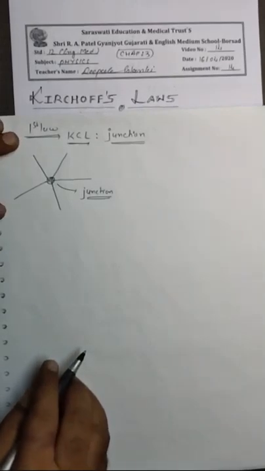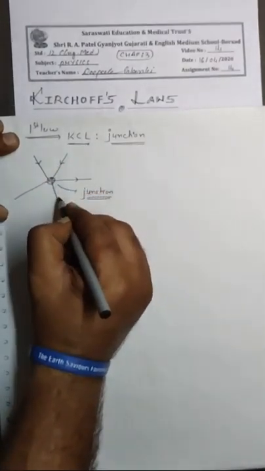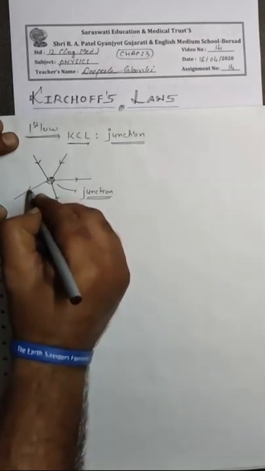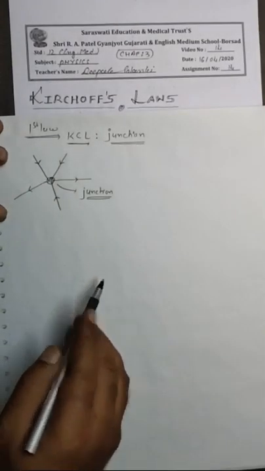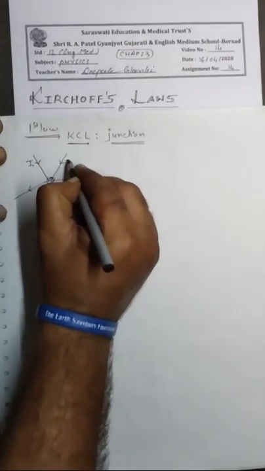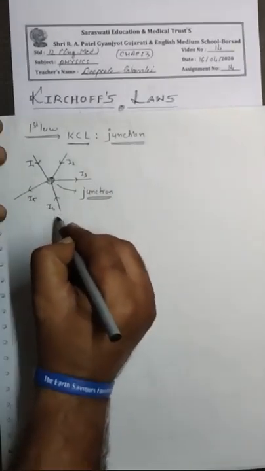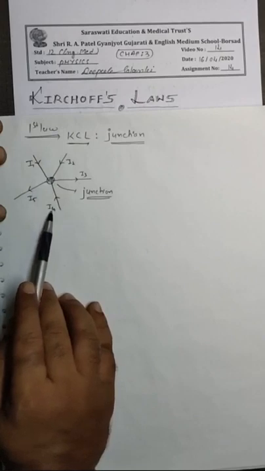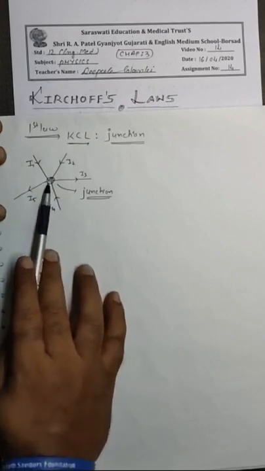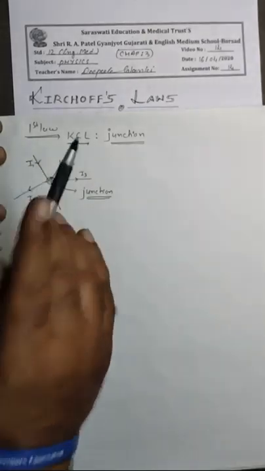Consider electric current entering or coming out from the junction. That means in a few of the wires electric currents are entering, but from a few of the wires electric current is coming out. Give them names: I1, I2, I3, I4 and I5. From the figure it is clear that I1, I2 and I4 are entering the junction, but I3 and I5, these two electric currents, are coming out of the junction.